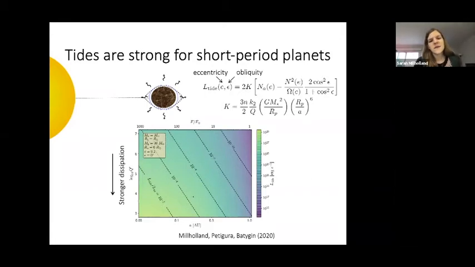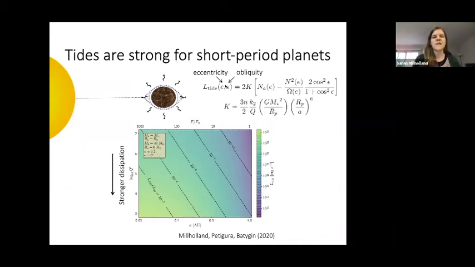So these contours here are showing the ratio of the tidal luminosity with respect to the incident stellar power. And so you can see that for pretty close-in orbits, this ratio can be in excess of like 1%. So the tidal luminosity can be about 1% of the incident stellar power, which is a fairly significant extra effect on the planet.